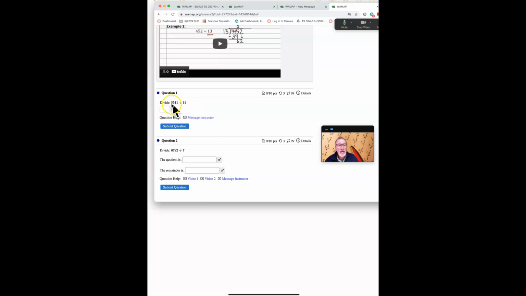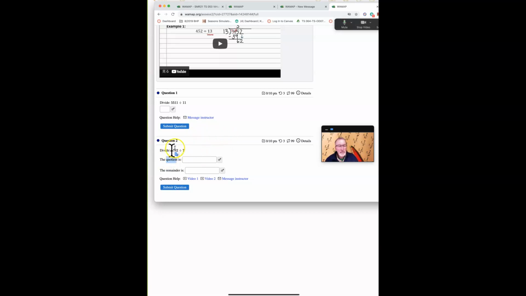Question 1 is divide this problem, 5,511 divided by 11, and then divide 6,782 by 7. So the first one has no remainder, and the second one has a remainder. There's a space to write in the quotient, which is the answer in a division problem. This is similar to the word product, which is the answer in a multiplication problem.